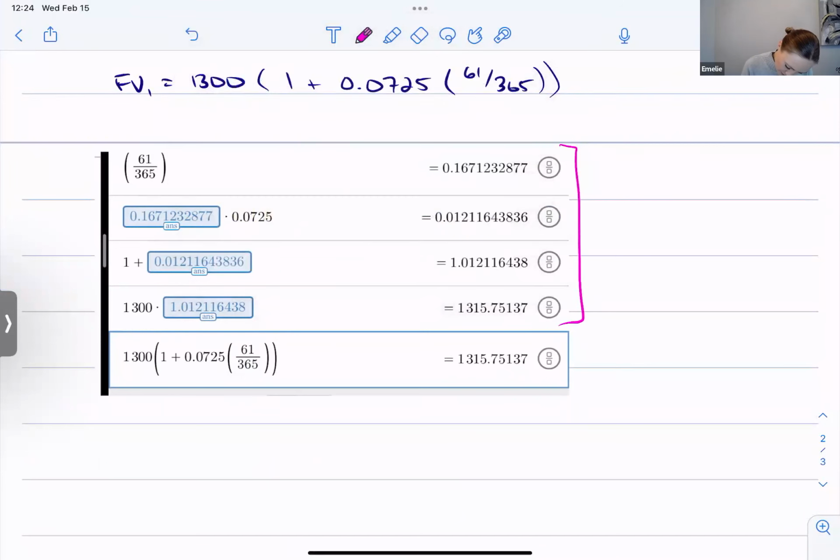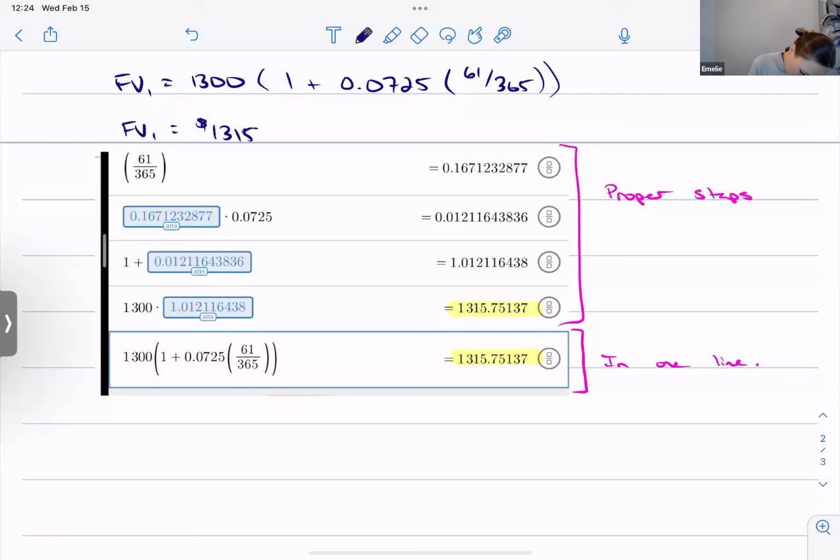So these are the proper steps. Or this is just in one line. Notice that we get to the same answer. And so here, the future value 1 is 1315, rounded to 2 decimal places, right? Because it's money, we have 75 cents. And that's from here.